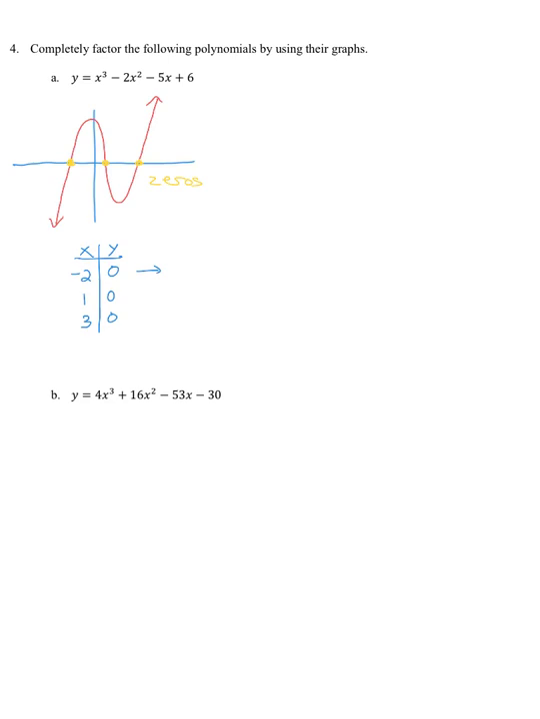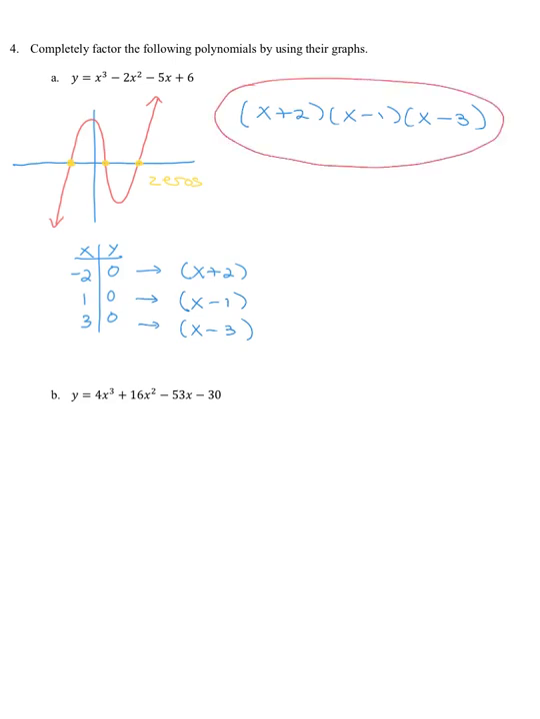If -2 is a 0, it's because x plus 2 is a factor, right? If you put -2 in place of x, -2 plus 2 is 0. Likewise, this is going to be x minus 1, because if you put 1 in place of x, it makes it 0. The same thing holds true for 3. If it's a 0, then x minus 3 is a factor. This essentially completes the problem. This thing is x plus 2 times x minus 1 times x minus 3. The product of those 3 factors is the same thing as my original equation.